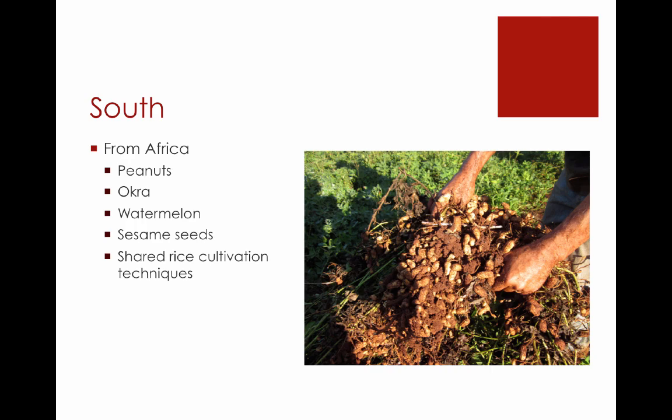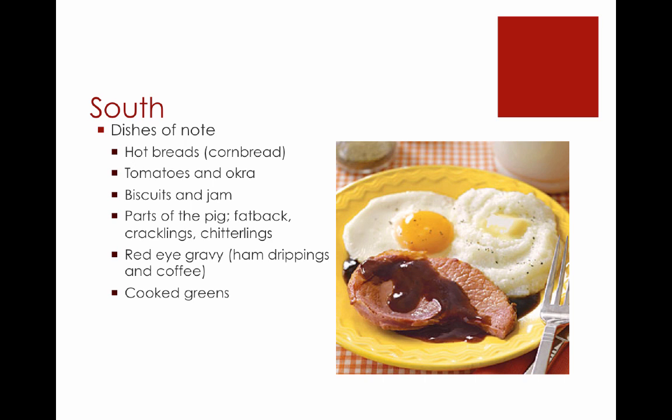So you get peanuts from Africa, you have okra, which we'll see a beautiful mixture of the French and the African influences in a dish from Louisiana in a little bit. Watermelons and sesame seeds. We've talked about that before. And then there was this shared rice cultivation techniques. So they learned from each other. So we're going to talk about some different dishes. We already talked about the fact that there's lots of hot bread, quick breads, like cornbread and things like that. Tomatoes and okra mixed together, biscuits and jam.